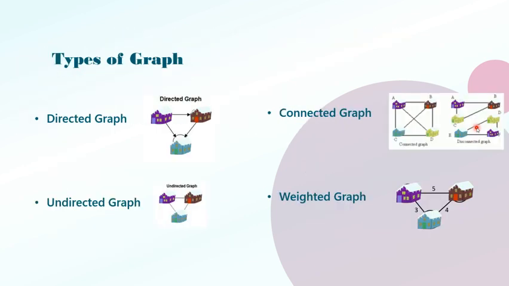There are other kinds of graphs, like directed and undirected graphs, and connected and weighted graphs. Directed graphs have directions on their arrows, while undirected connected graphs are all connected together, while weighted graphs have a weight between each vertex and another one.